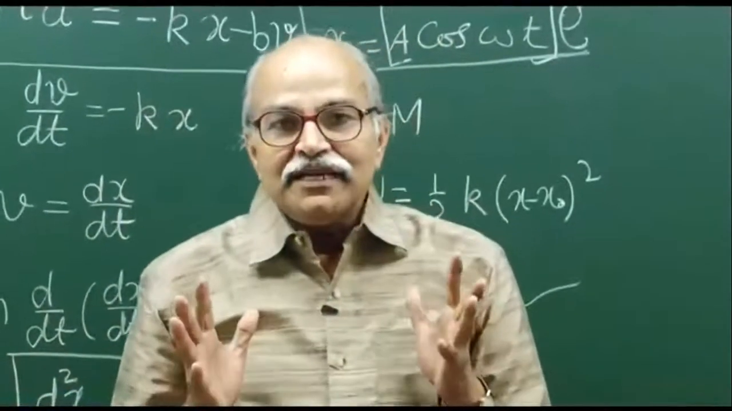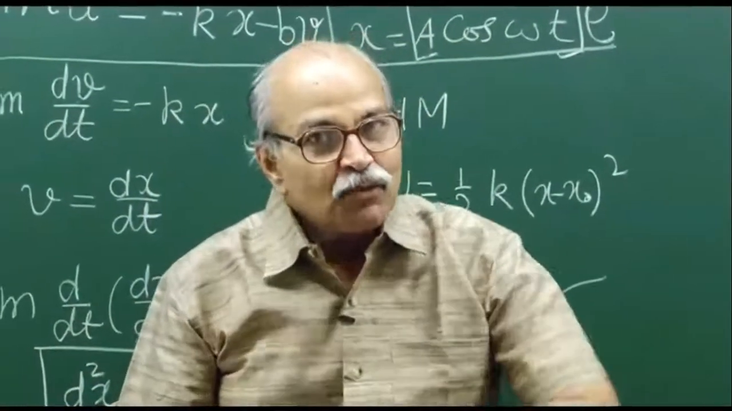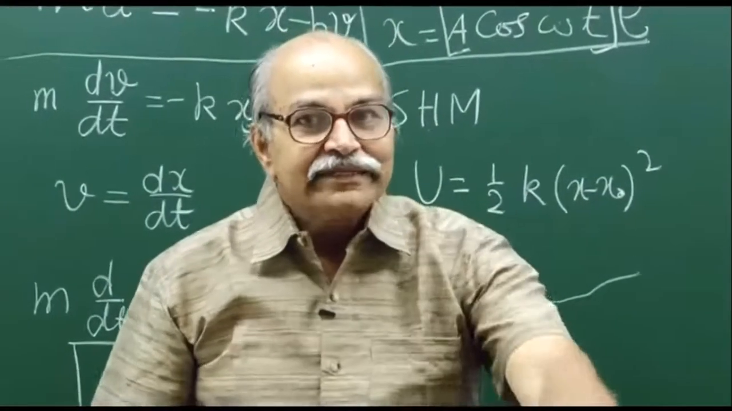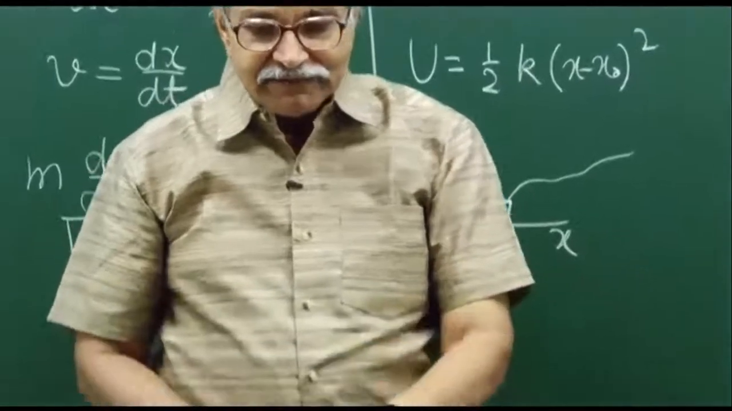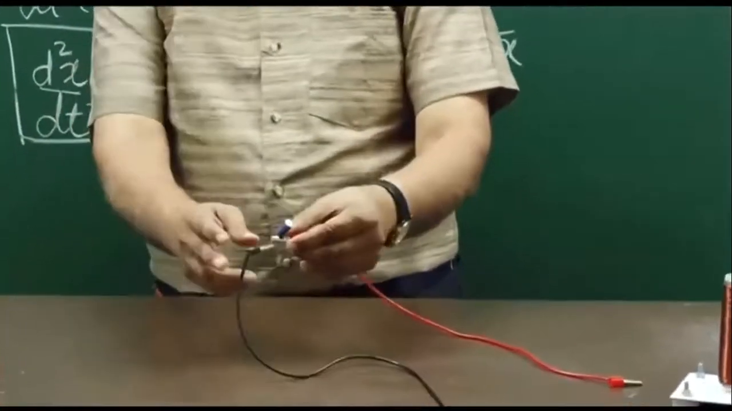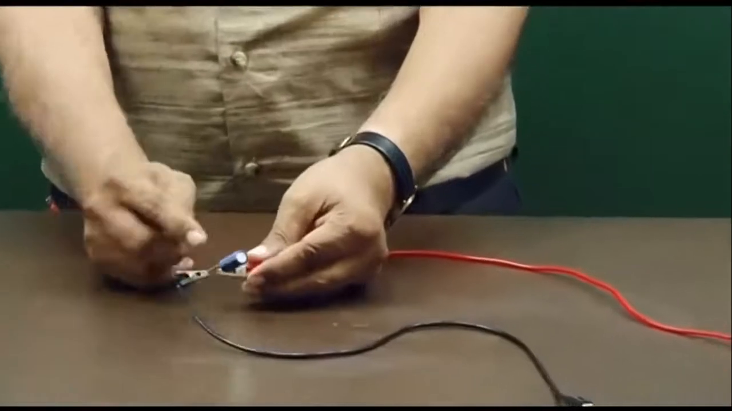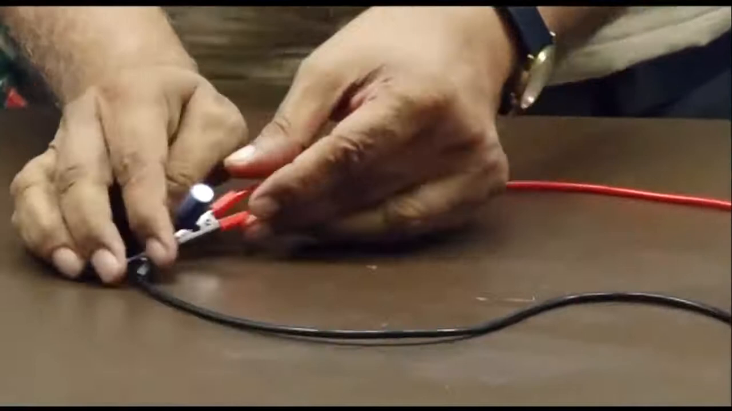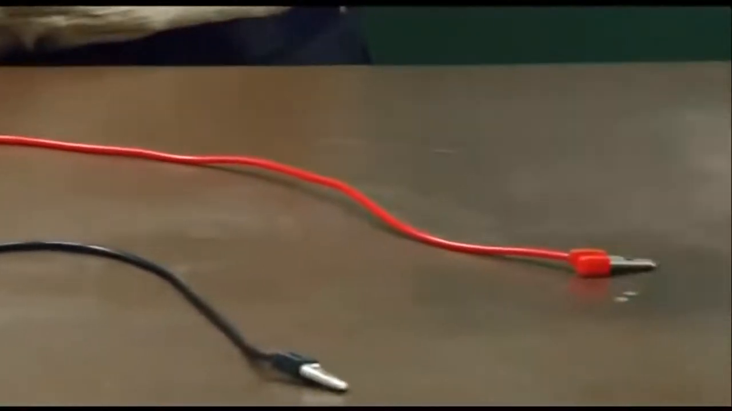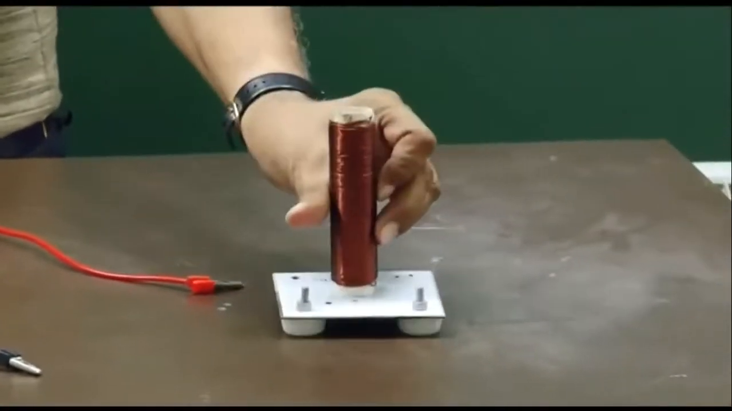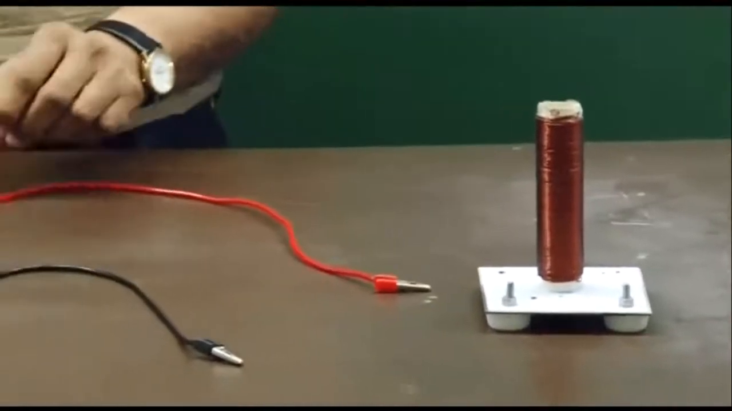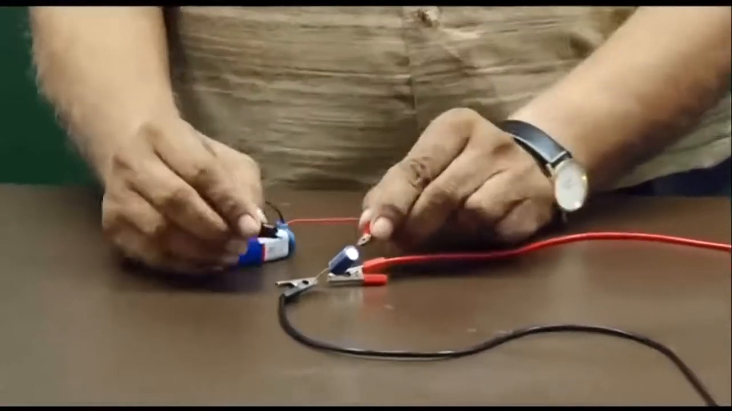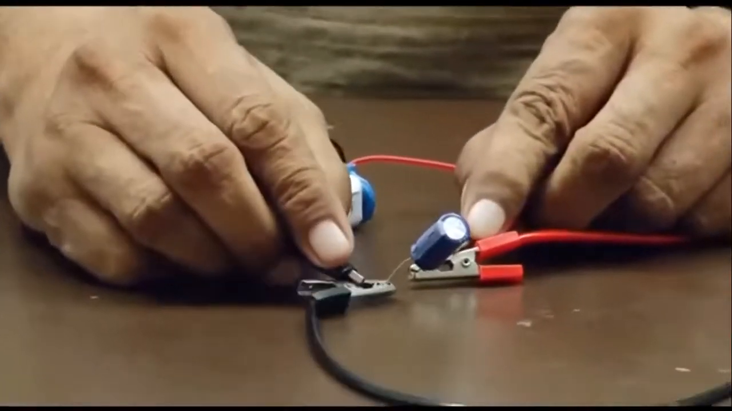So now let me take an example from a totally different area, and that is from electrical circuits. Here I have a capacitor, the capacitor that we used earlier. This is that 1 millifarad, or 1000 microfarad, capacitor, and here is the solenoid. This also we have used earlier. Now suppose I charge this capacitor by connecting this battery terminal to the capacitor. I charge this capacitor.